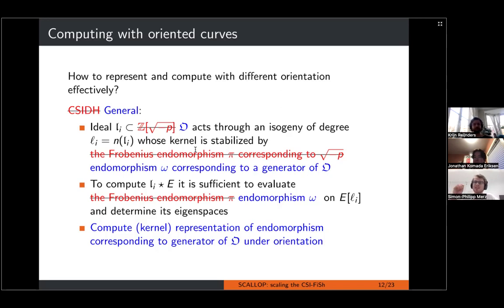What's different is that the orientation, so this ι from the previous slides, you always get for free in CSIDH because it's always the Frobenius endomorphism. Whereas if you work more generally with oriented elliptic curves, you have to always explicitly represent it somehow to know which endomorphism you're talking about and how to port it forward and backward. So there's some additional work involved.